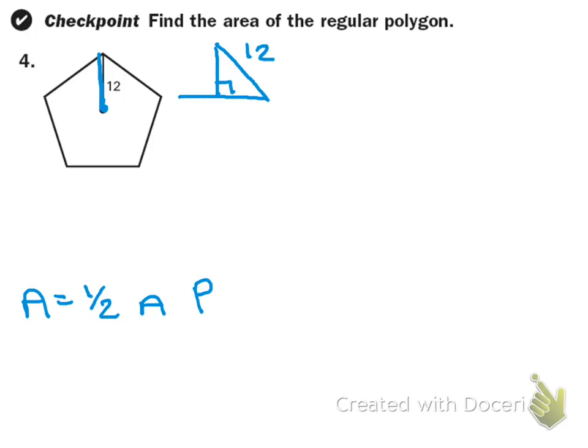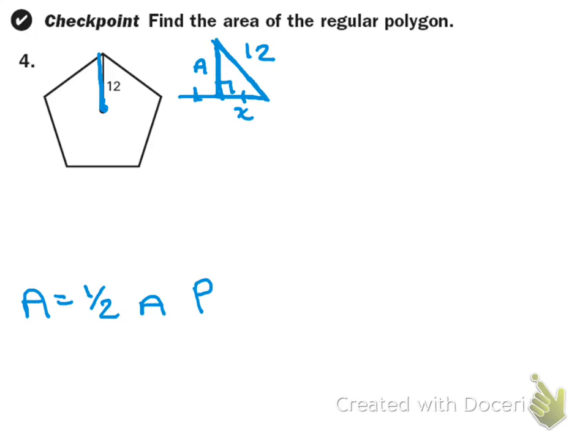We know the radius is 12. What we are missing is the apothem and the perimeter. Let's start by finding the apothem. Notice that using your apothem, your radius, and half the side, because remember your apothem bisects the side, we form a right triangle.